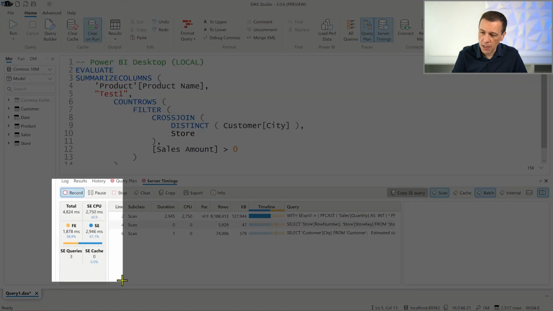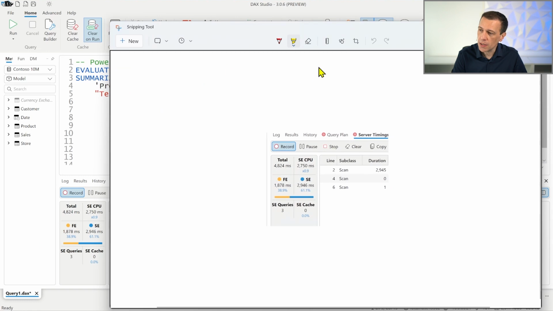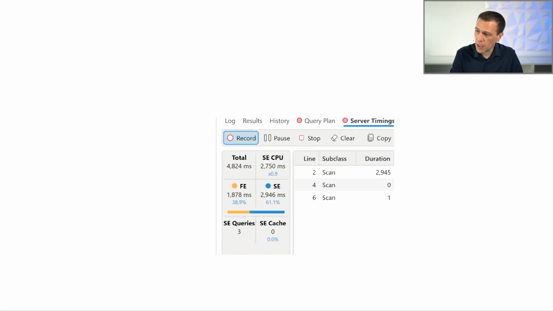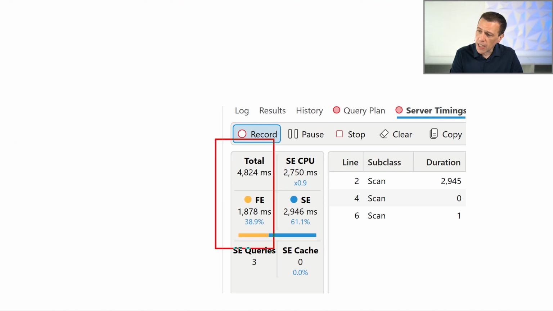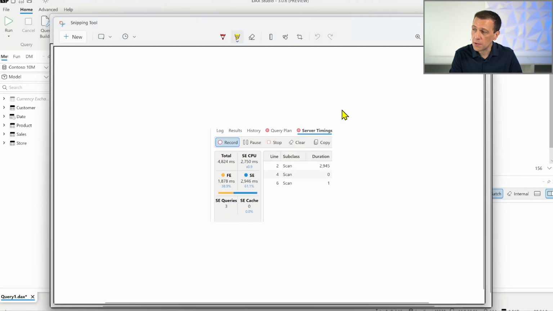Let me copy this into the clipboard. So this is the timing for my code, and I copy this in the clipboard so I can restore this at any moment. And I see that this query has been executed in almost 5 seconds and almost 2 seconds of the formula engine and so on. So far, so good. So just to highlight that the numbers I'm mentioning are these numbers: the total time and the formula engine time. Of course, we also have the storage engine and the storage engine CPU.